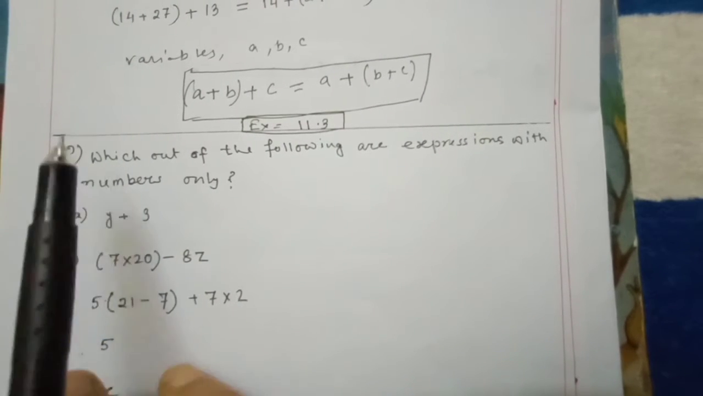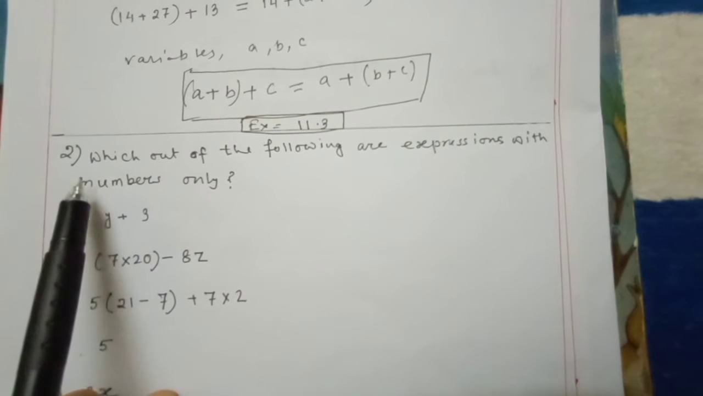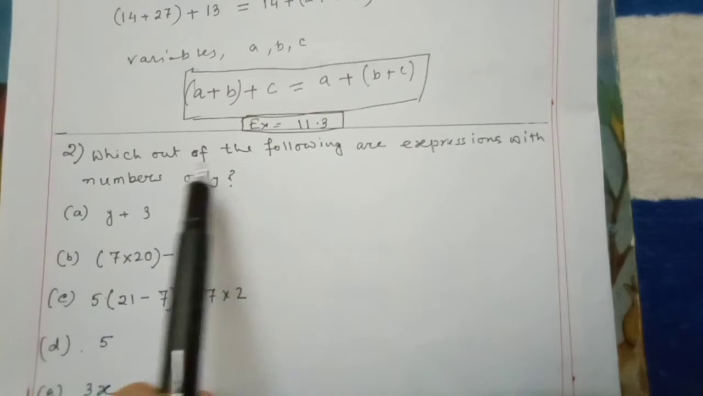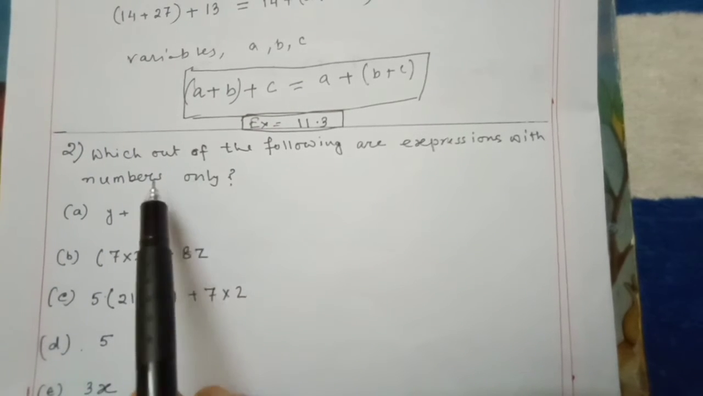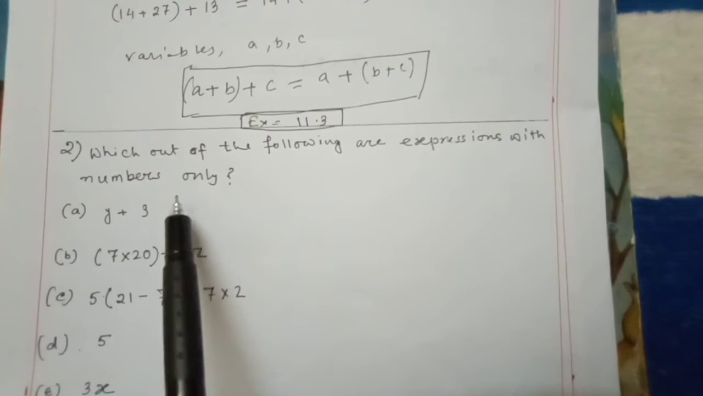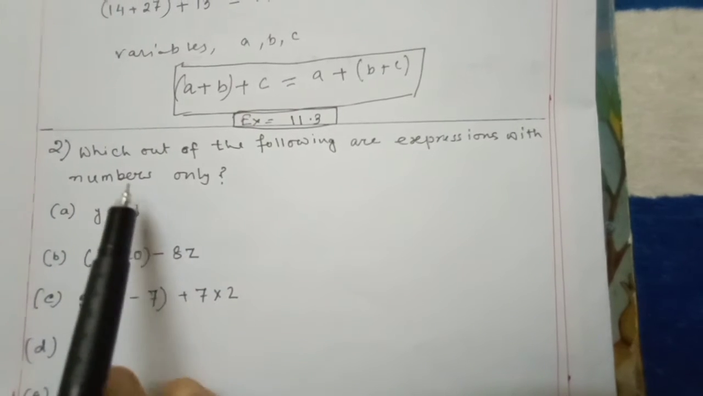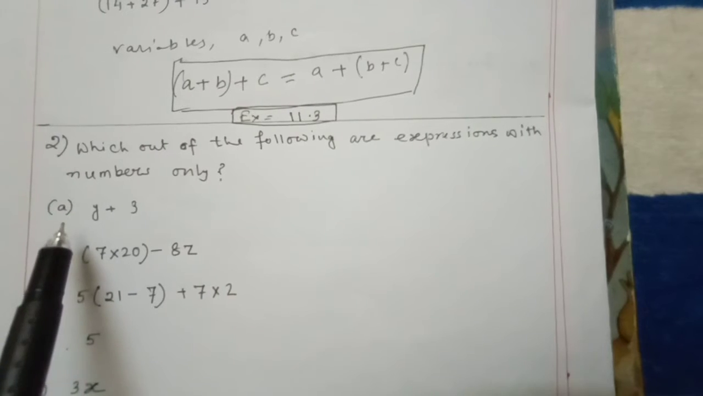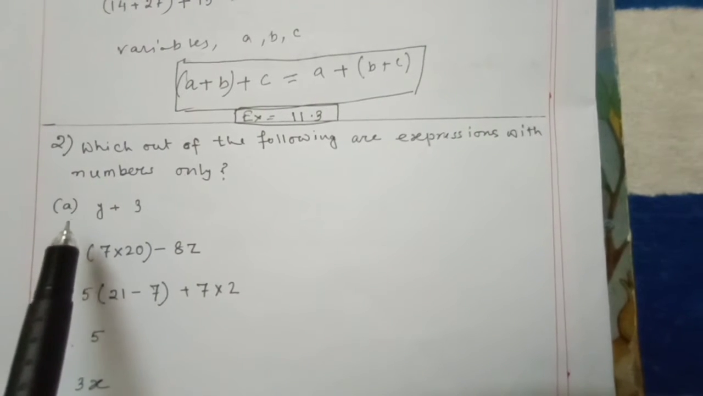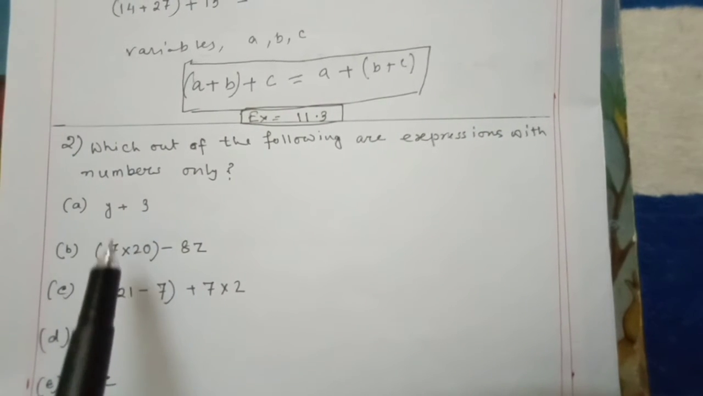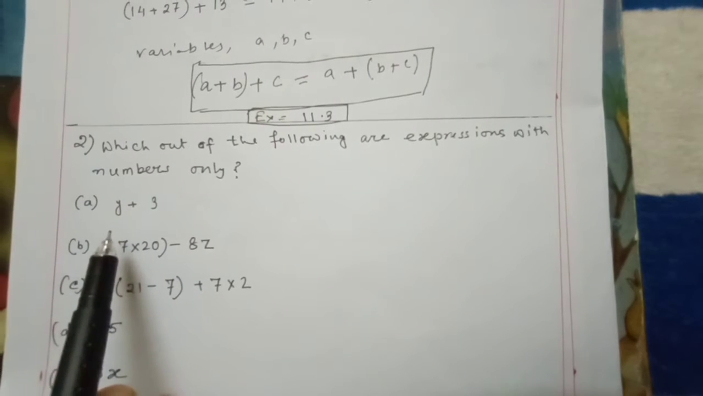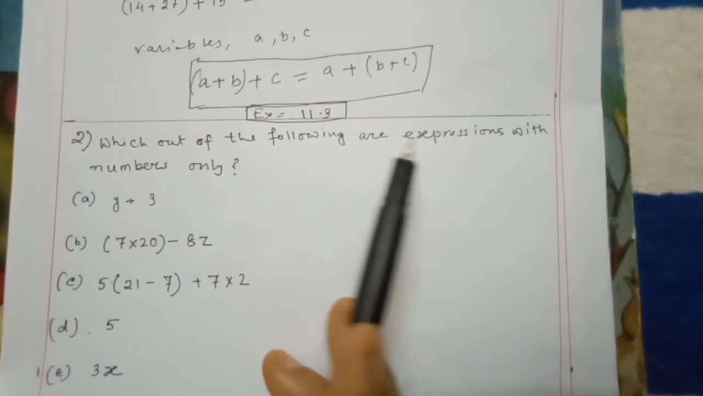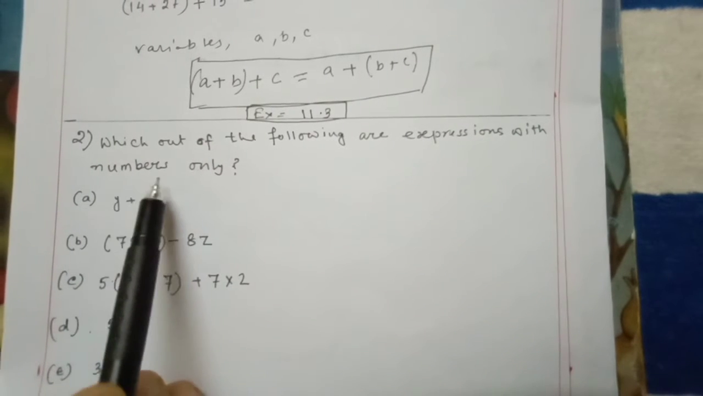In question number 2, leave the sum. Question number 2: which out of the following are expressions with numbers only? Here we will do algebraic expressions, where an algebraic expression means we write some operation, addition, subtraction, something like this, with variables and numbers. So these are known as expressions. Which out of the following are expressions with numbers only?